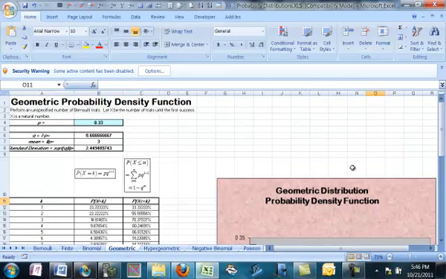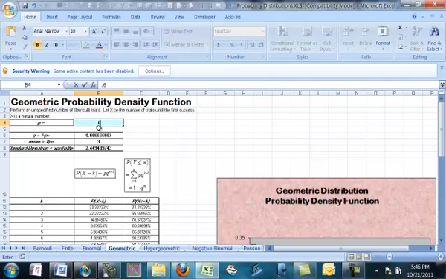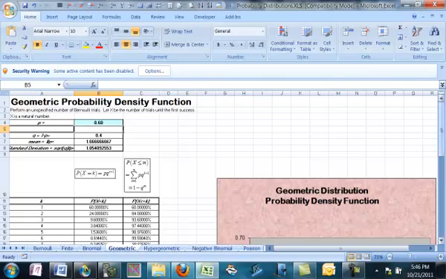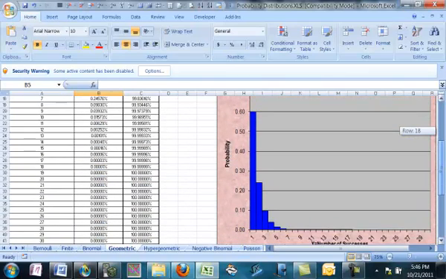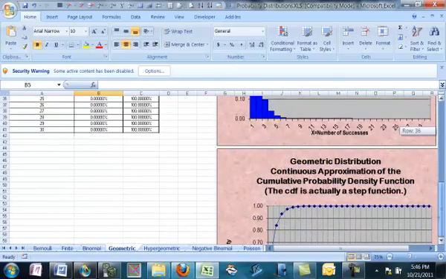Same thing for the geometric. In the geometric, there's one parameter. Let's say this is 0.6 for this. That means Q is 0.4, and you can find the mean and standard deviation there and so forth, and you can see the graph working out.